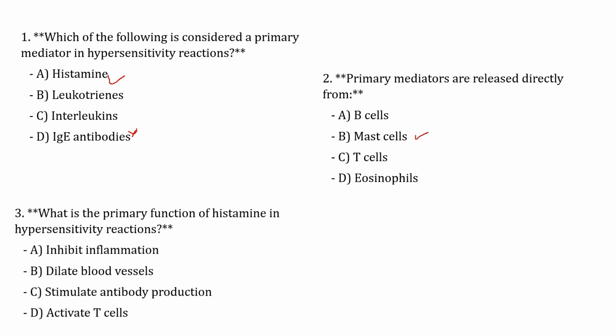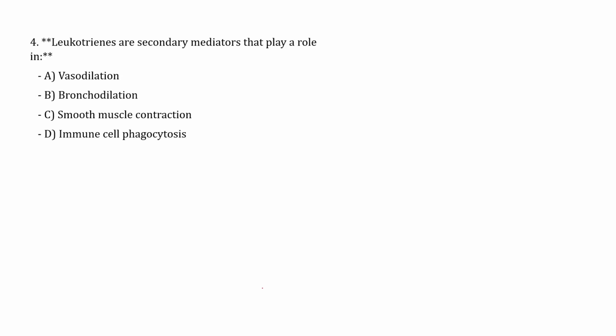What is the primary function of histamine in hypersensitive reaction? Vasodilation, answer is B. Which is the interleukin function? Stimulate antibody production, inhibit inflammation. This is not any function of any primary or secondary mediators. Leukotrienes are secondary mediators. They play a role in bronchoconstriction, vasodilation, smooth muscle contraction.